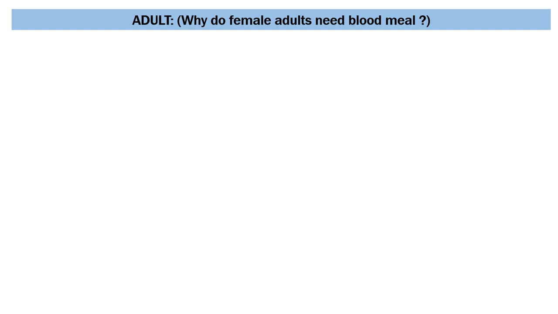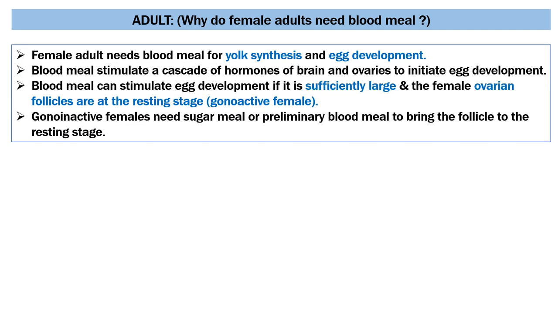Now, if both male and female adults depend on sugar meal for deriving energy, then again question arises, why do female adults specially need blood meal? So the female adult needs blood meal for yolk synthesis and egg development.